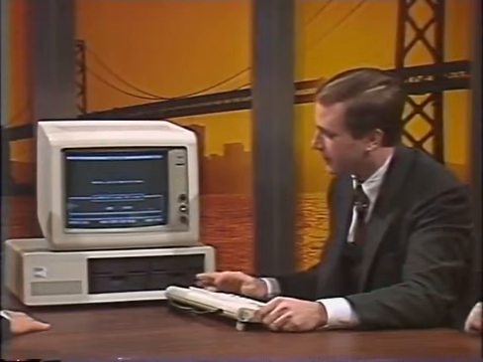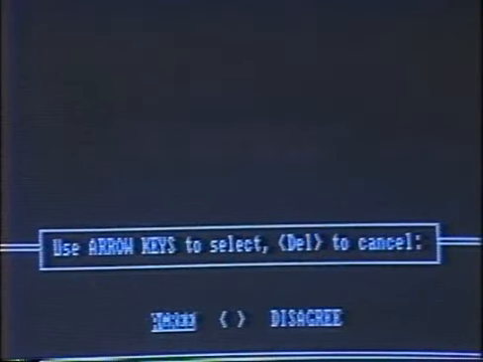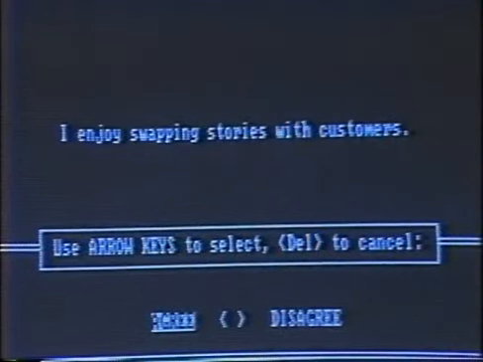I was rejected as an encyclopedia salesman right out of high school. So. The item that's up here now, Gary, you have the opportunity to either agree or disagree. It describes you. Okay. Sometimes a sales call makes me nervous. Always makes me nervous. I like the freedom to travel a sales job gives me. Mm-hmm. I enjoy swapping stories with customers.